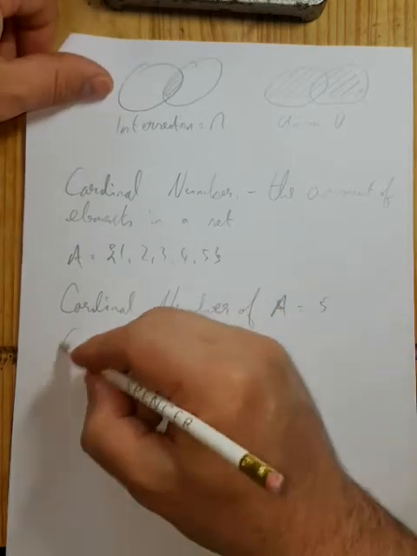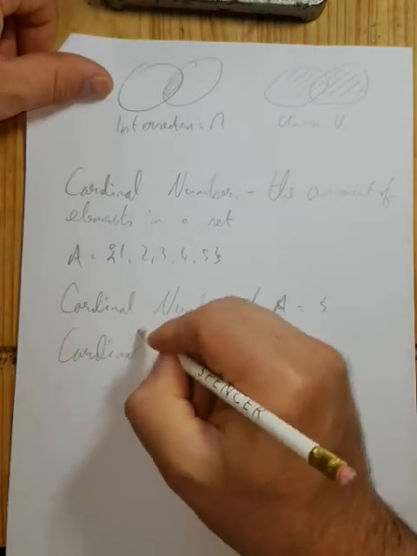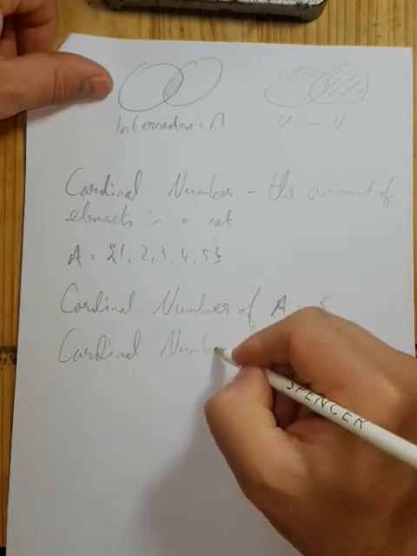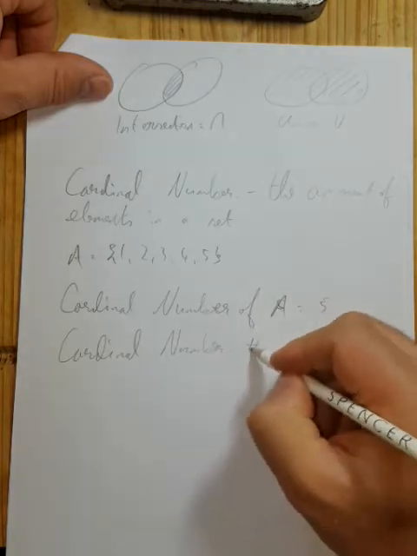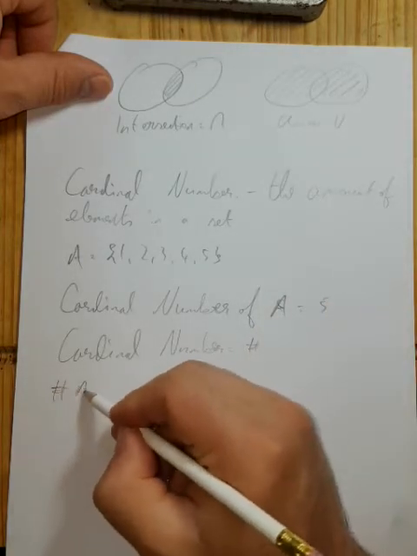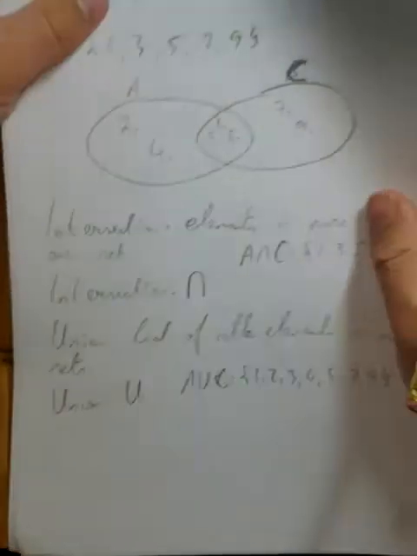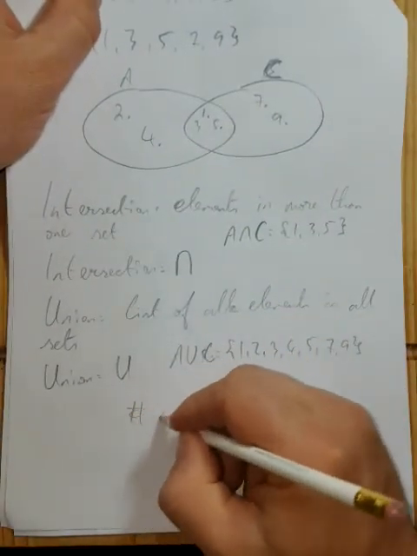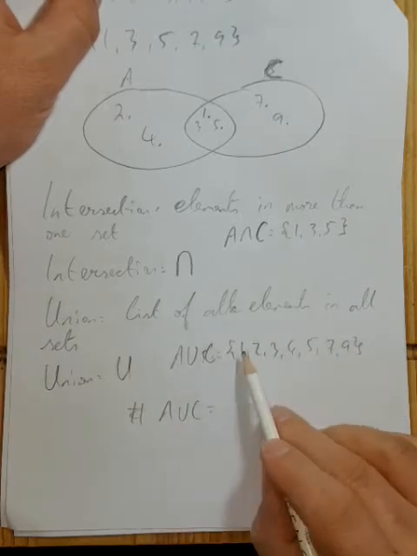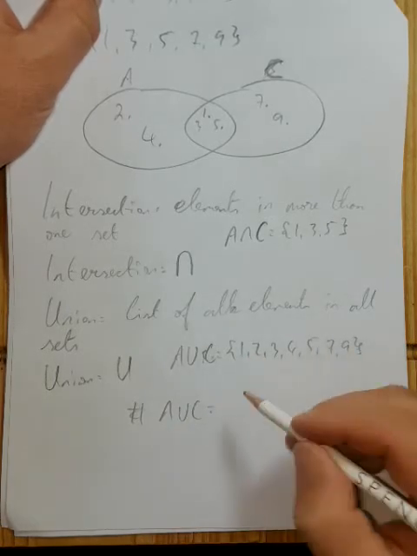There is a symbol for cardinal number, and it is the hashtag. So we could say hashtag A is equal to 5. If we go back to our previous example, we could say hashtag A union C is equal to 7, the elements 1, 2, 3, 4, 5, 7, 9.